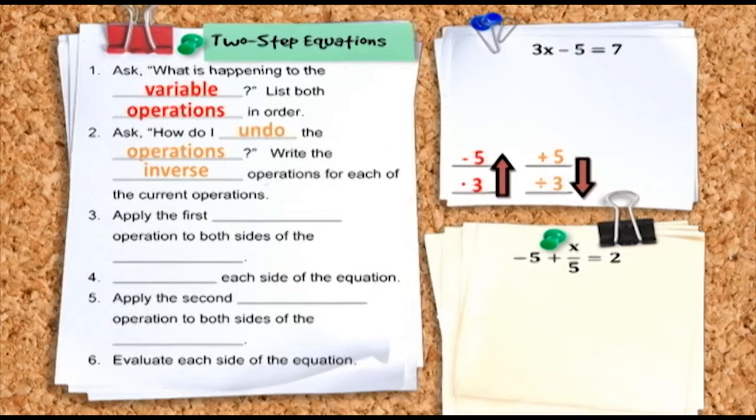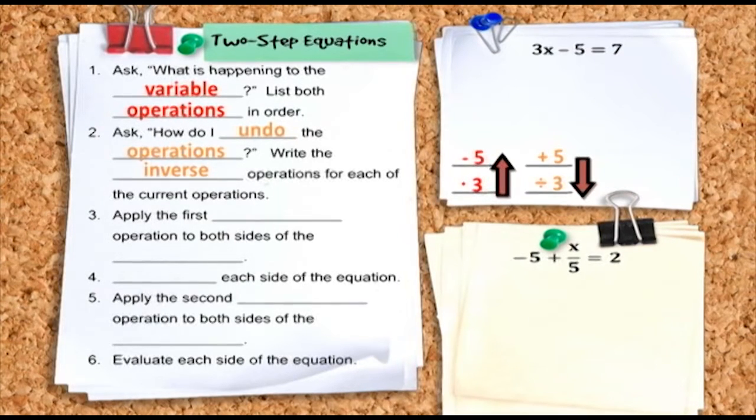I have an order now. Before, I multiplied 3 and subtracted 5. That's what was happening. Solving an equation is about going backwards and undoing that. So I'm going to add 5 and then divide by 3. Notice the arrows are switched. Those arrows help you not only organize the values, figure out your inverse operations, but it tells you which operation to do first, which operation to do second.